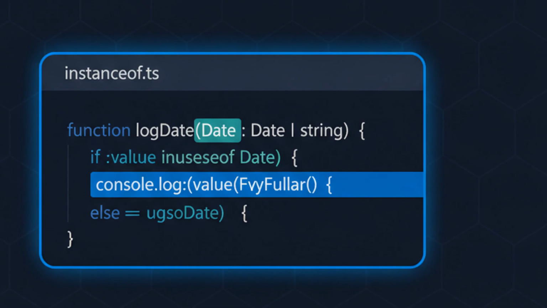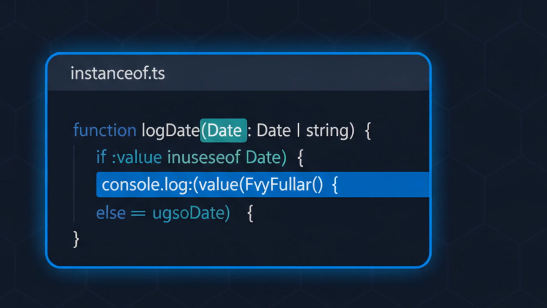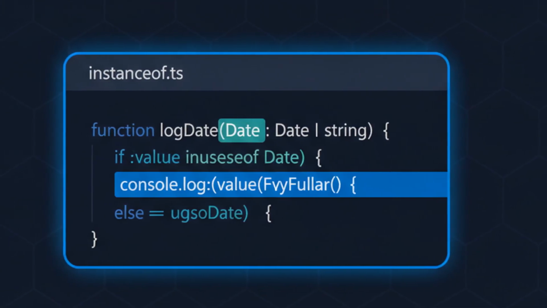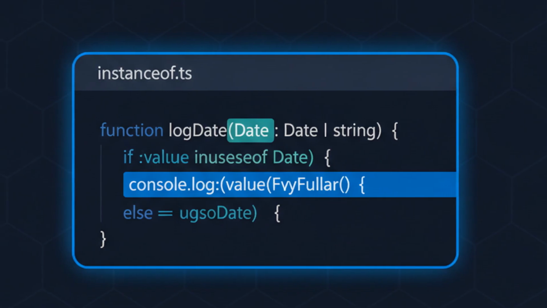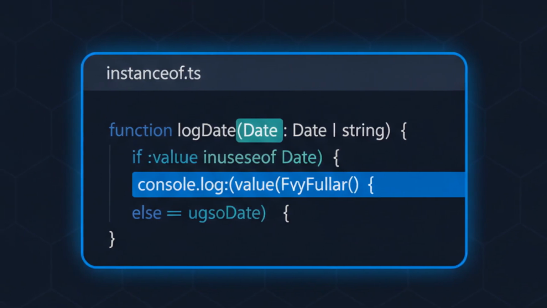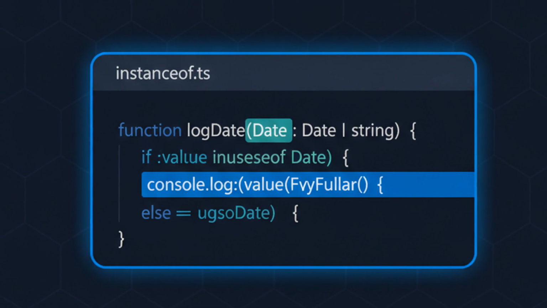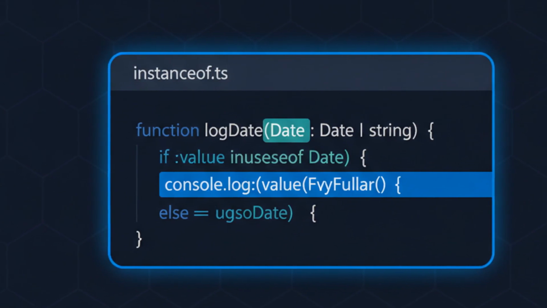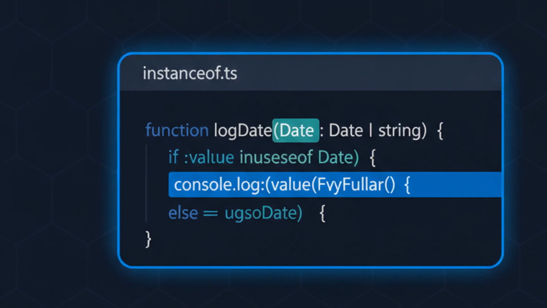typeof handles primitives, but what about objects built from classes? For that we use instanceof. The instanceof operator checks whether an object was created from a particular class, like Date, Error, or one you wrote yourself. TypeScript reads this check and narrows the variable to that class type. Here, a value could be a Date or a string. An instanceof Date check lets us safely call getFullYear.